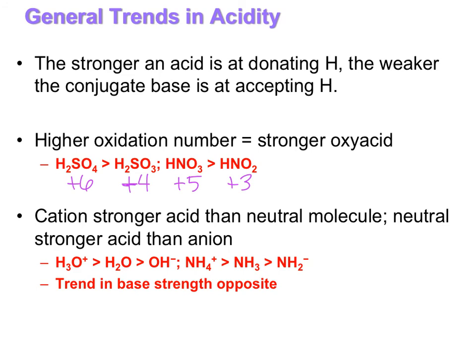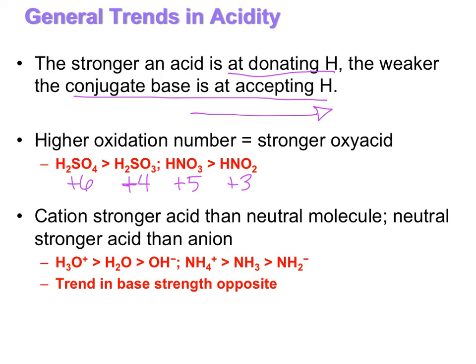Finally, we have some general trends in acidity. So the stronger an acid is at donating H, the weaker the conjugate base is at accepting it. The fact that the conjugate base doesn't want to accept that H means that the equilibrium will stay shifted towards the products. The conjugate base is like, no, I don't want that proton from that conjugate acid. So it just stays on those products and doesn't shift the other way back.